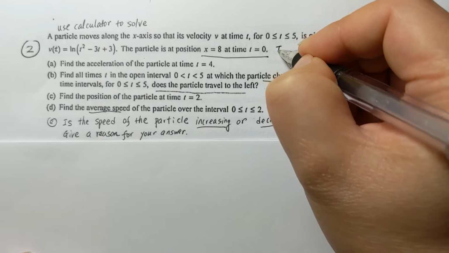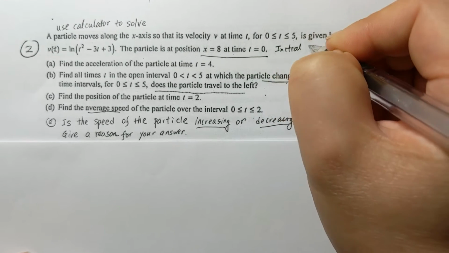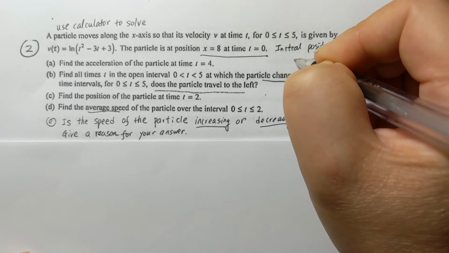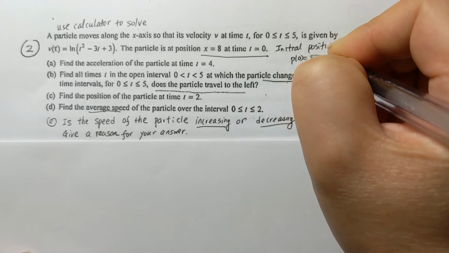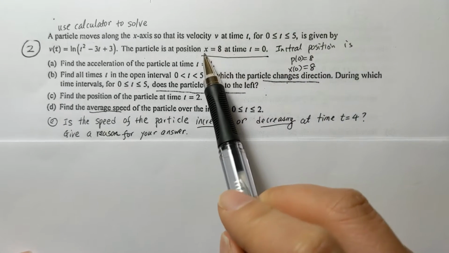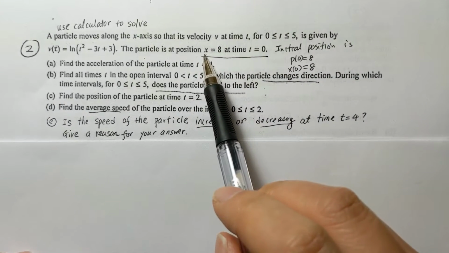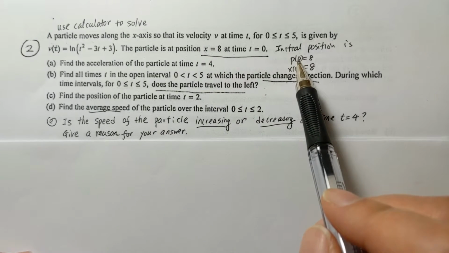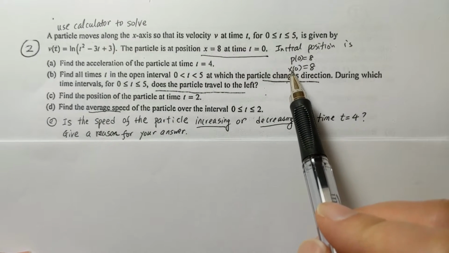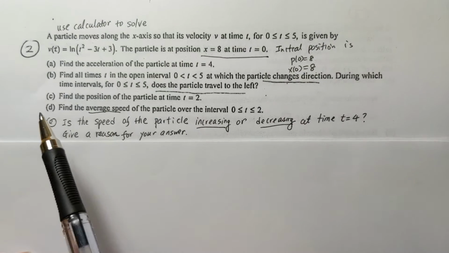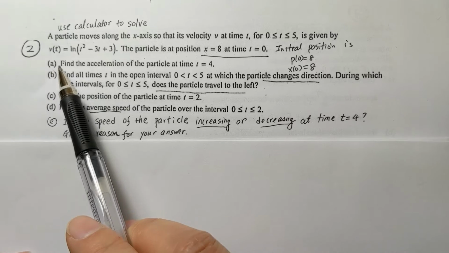So it means that the initial position is p of 0 equals 8, or x of 0 equals 8. The question still wants us to use x instead of p, but if you're not used to x, you can just put p of 0 equal 8, and later on we're going to replace it by x of 0 equal 8. Just make it easier. Now let's take a look at part A.